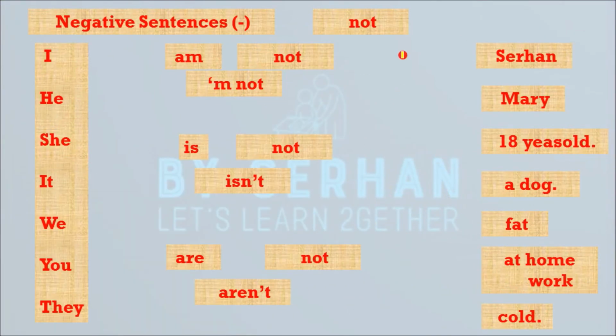In negative sentences, we use not. Not is a word that makes a sentence negative. Here we use the not after the verb to be, and I am not Serhan. We can use it in a short form like I am not, and we can use is not for short isn't and are not for short aren't. And now, as you see, all the sentences are in a negative form.